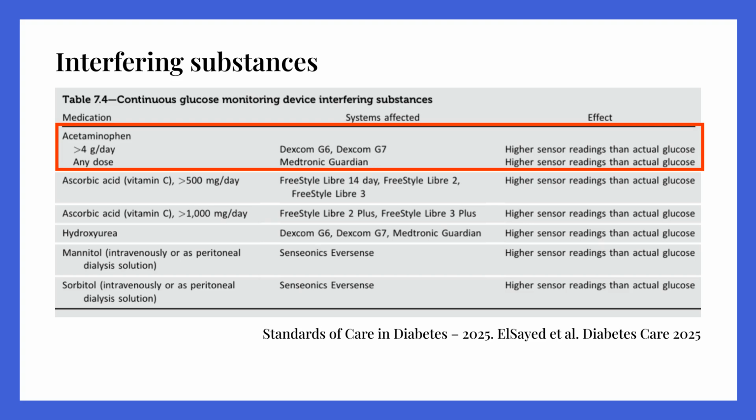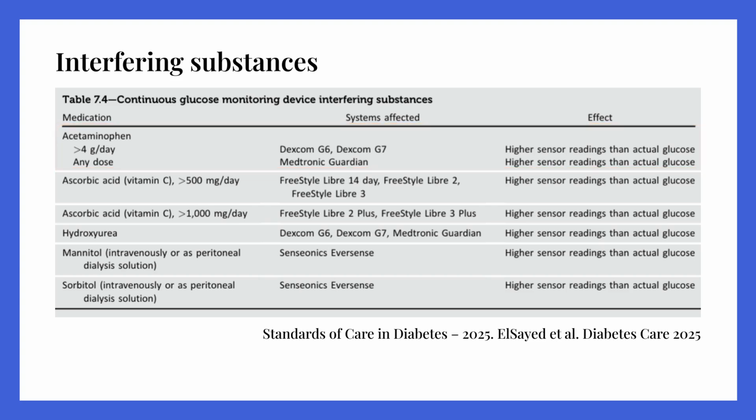Dexcom sensors only show this interference when the daily dosage exceeds 4 grams, which is the maximum safe dosage for adults. However, lower doses of paracetamol can result in falsely high readings with the Guardian sensor. Thus, if you're taking paracetamol while using a Guardian sensor, an additional finger prick is recommended for cross-verification.